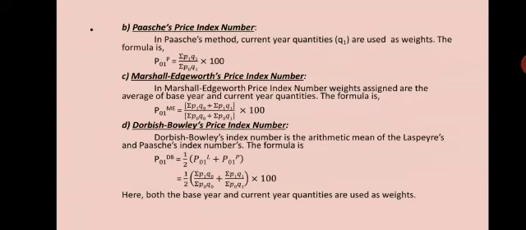The third method is Marshall-Edgeworth's price index number. In Marshall-Edgeworth's price index number, weights assigned are the average of base year and current year quantities. The formula is P01 of Marshall-Edgeworth's equals summation P1 Q0 plus summation P1 Q1 divided by summation P0 Q0 plus summation P0 Q1 into 100.